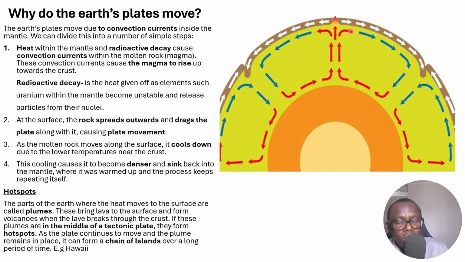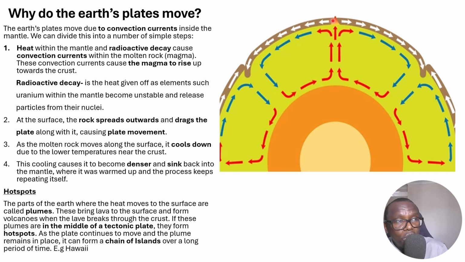And the other thing I'd like to mention here is hotspots. The parts of the earth where the heat moves to the surface are called plumes. Like here, this particular bit here, this is a plume, because magma is coming up towards the surface or towards the crust. And these bring lava to the surface and form volcanoes where the lava breaks through the crust. And if these plumes are in the middle of a tectonic plate, they form what are called hotspots.